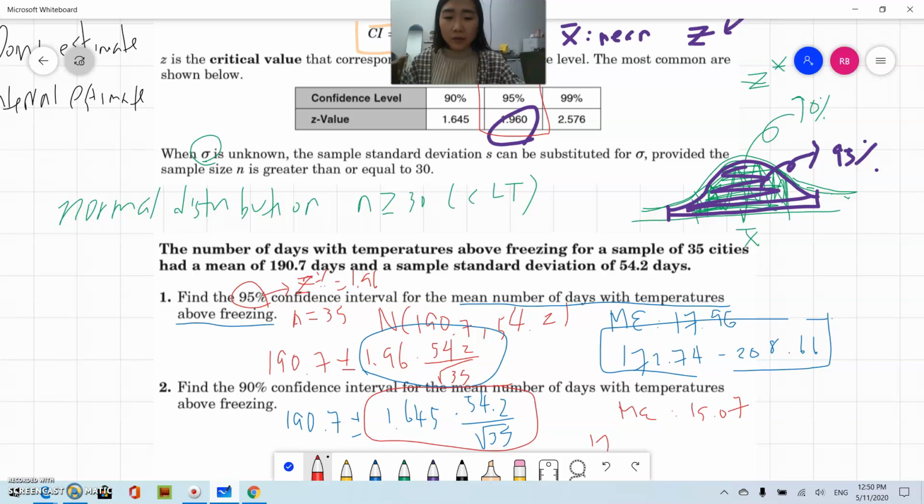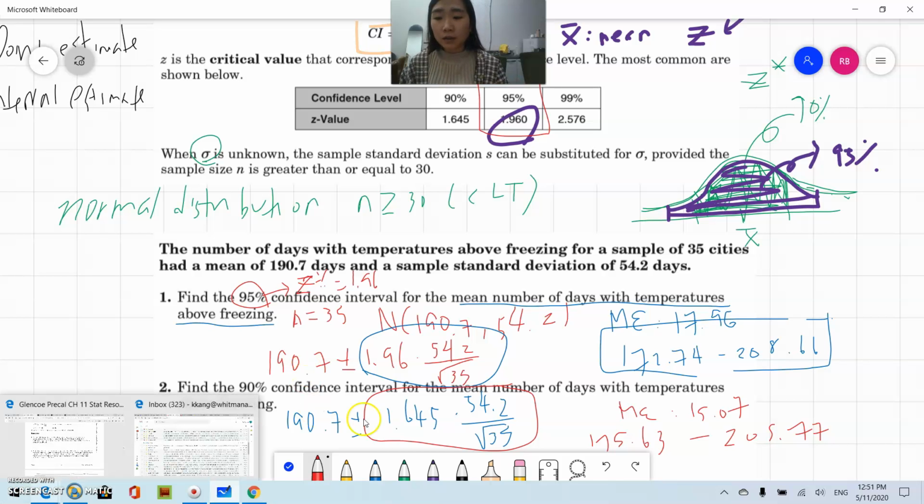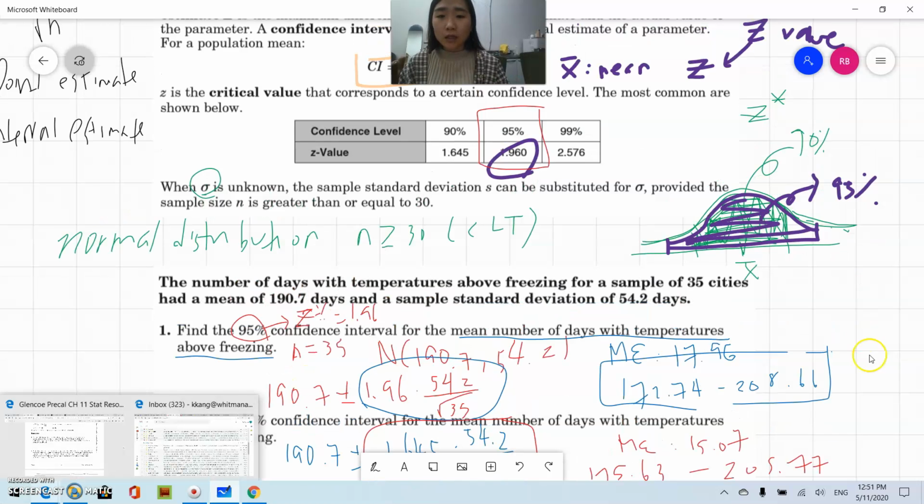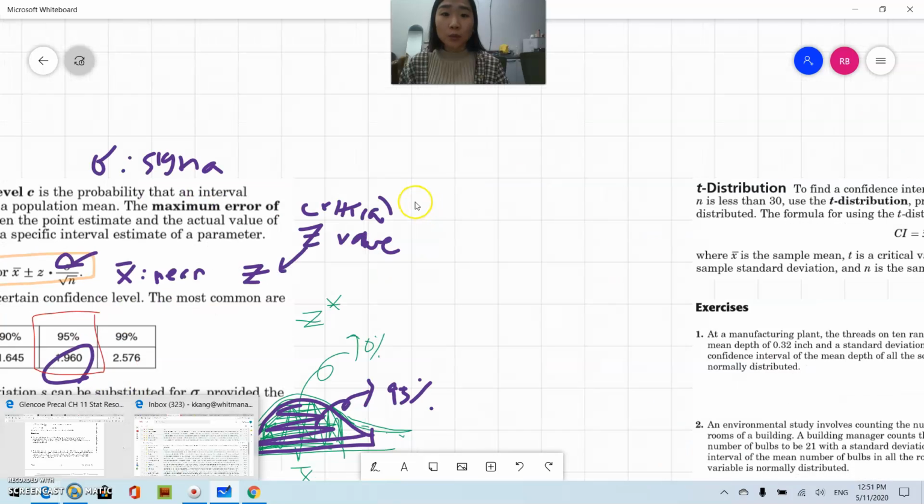And then my interval is from 175.63 to 205.77. So what does that mean? It means that we are 90% confident that the true mean, so the population mean number of days with temperatures above freezing, lies between 175.63 days and 205.77 days. Okay, so that is the confidence interval for normal distribution.